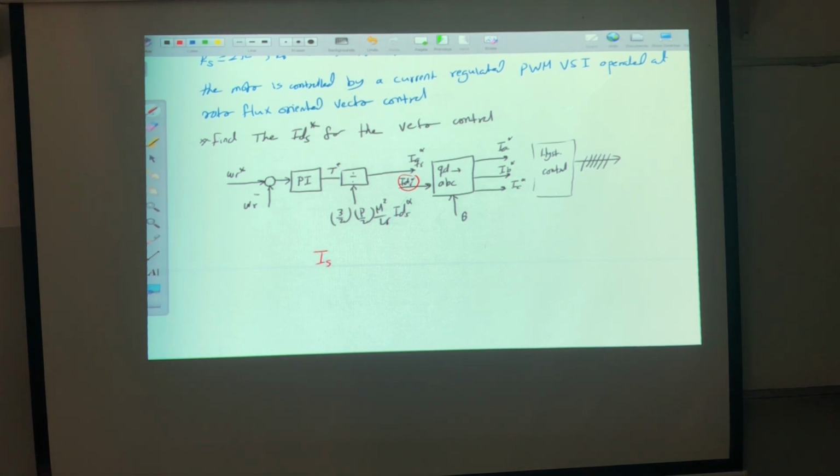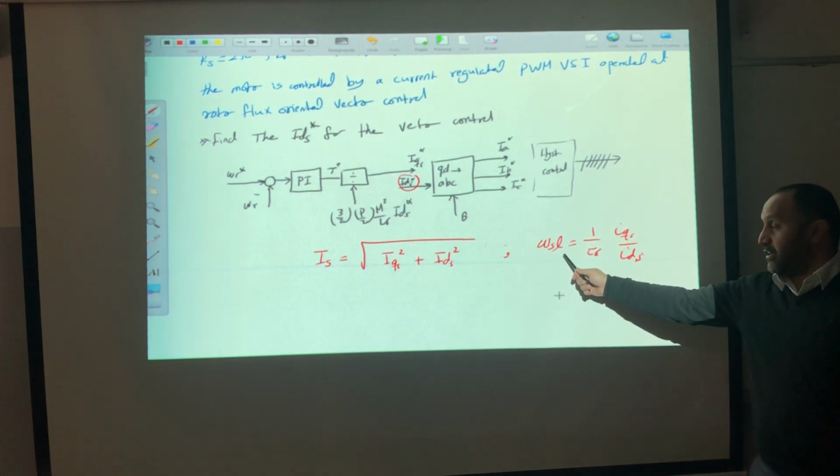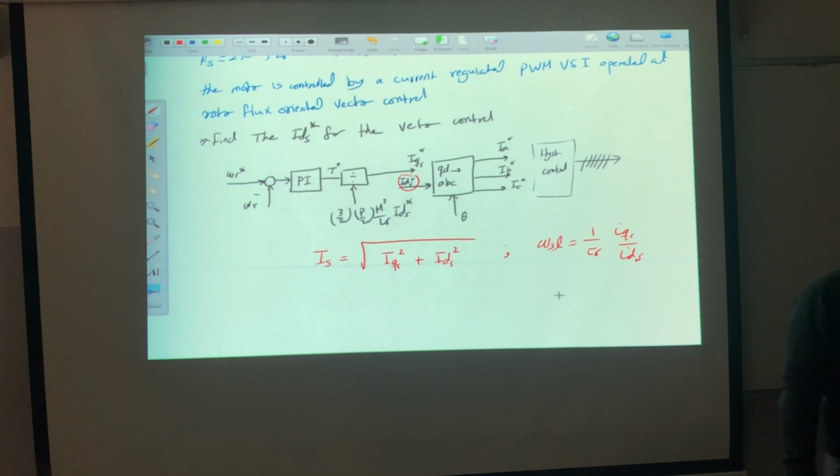So simply, this means that if I calculate IS, then it should equal the square root of IQS squared plus IDS squared, correct? The amplitude. The second thing, do you remember omega slip under vector control? It equals 1 over tau R, times IQS over IDS. So now I have two equations and two unknowns. The first thing I need to calculate is IS, and the second is omega slip. Which one can be given with no trouble?